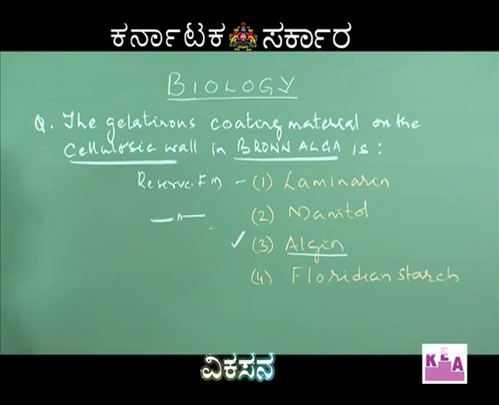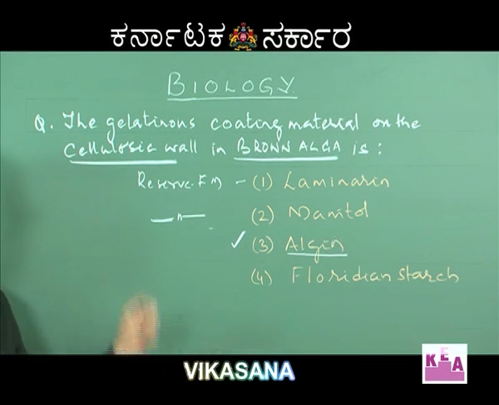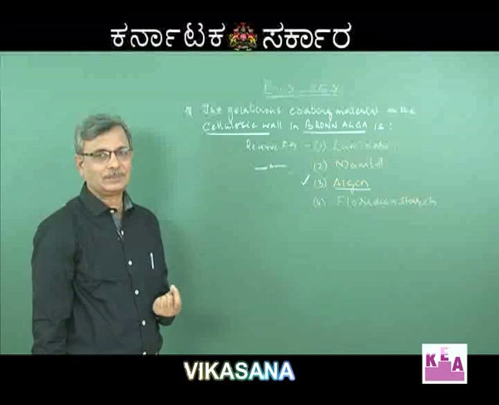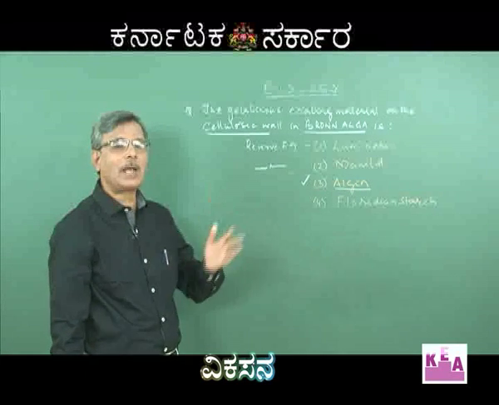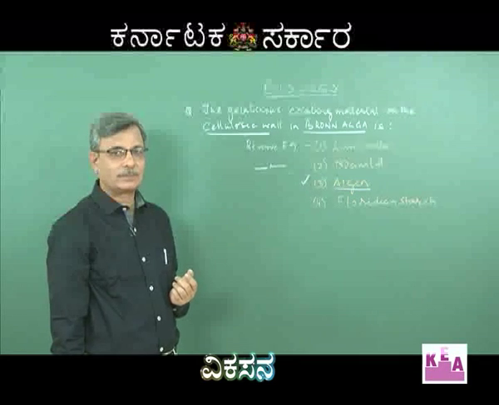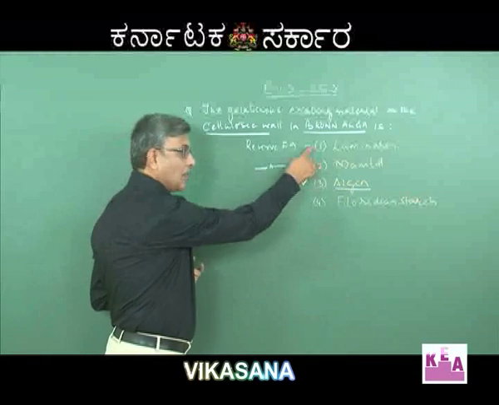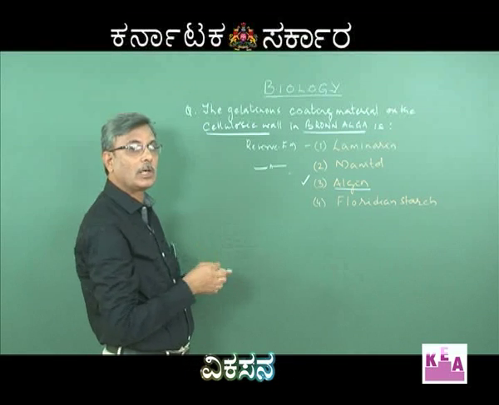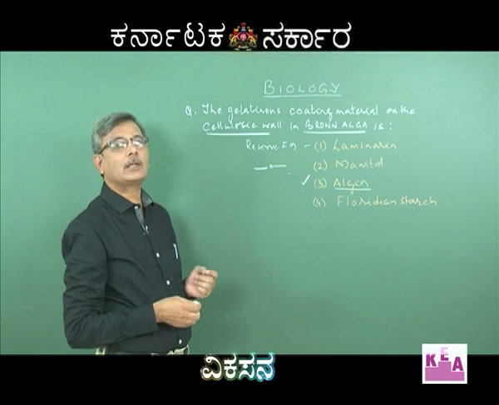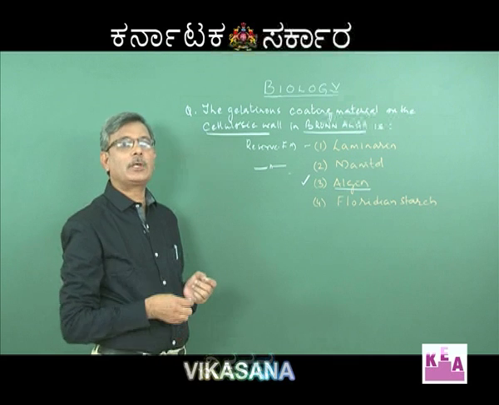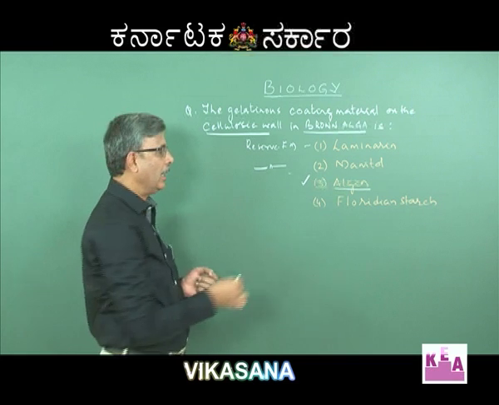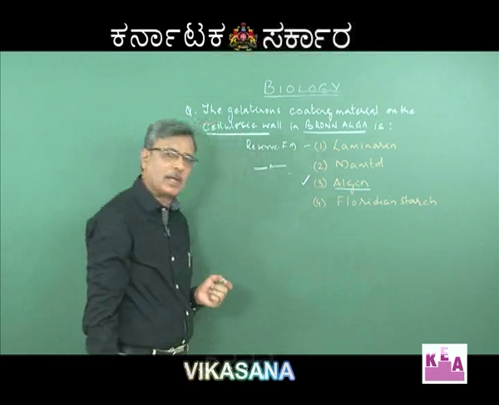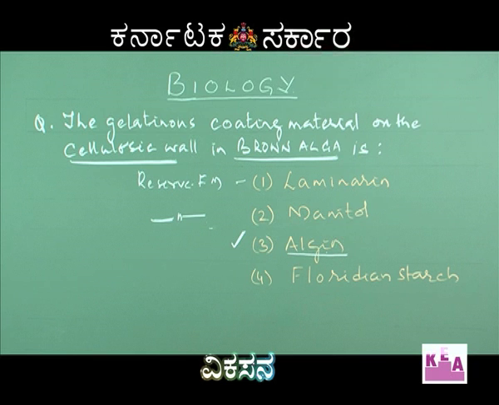Let us look into option 4 also. Floridean starch. Remember, Floridean starch is a reserve food material in red algae. It has structural similarity with amylopectin and glycogen. So thereby, option 1, option 2, option 4 relate to reserve food material. First 2 relate to reserve food material of brown algae, the fourth one relates to reserve food material of red algae. So answer is algin. It is very important from the examination point. So remember the answer. Correct option is 3.